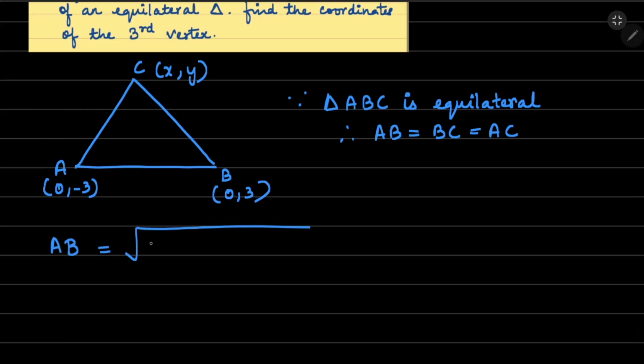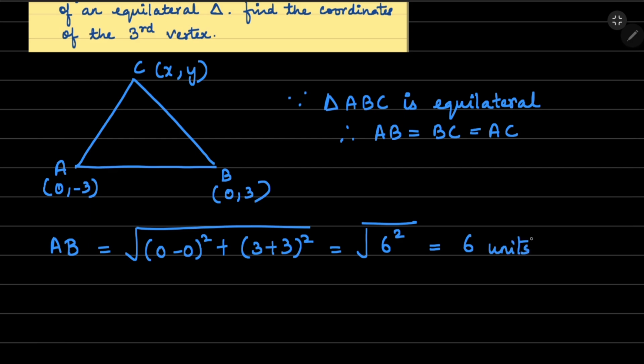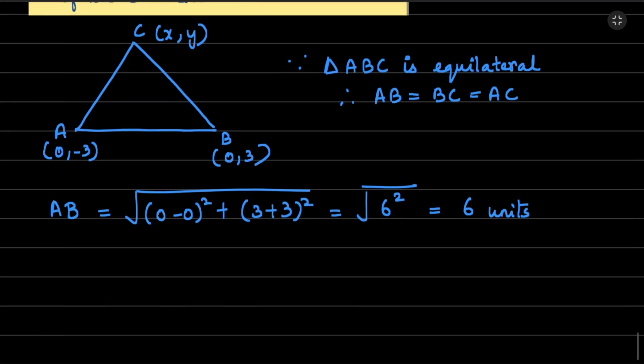Root of 0 minus 0 the whole square plus 3 minus of minus 3, so 3 plus 3 the whole square, which is equal to square root of 6 the whole square, which is equal to just 6 units. Okay, that's the distance between A and B. Correct? Now that we know the distance between A and B, we can calculate A and C. So the distance between A and C will also be 6, right?